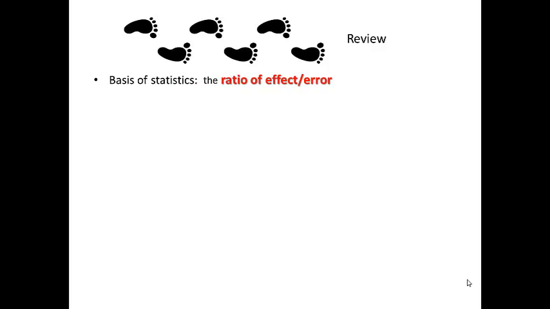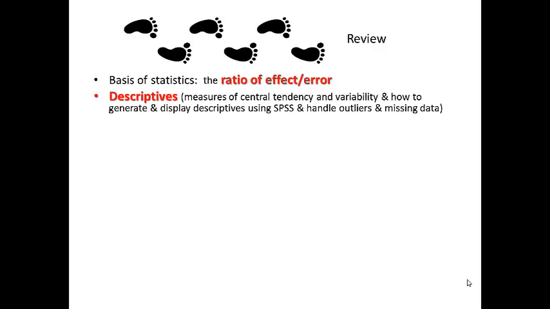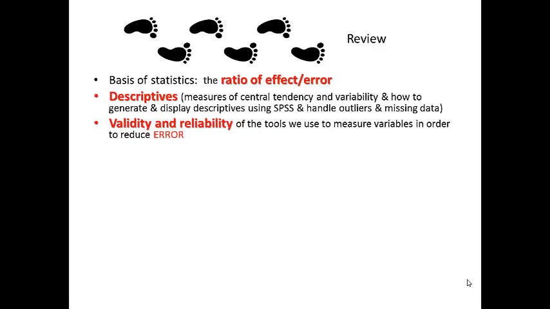So in review, we learned that the basis of all statistics is really the ratio of effect over error. We learned how to take a sample and measure the central tendency and variability of that sample, how to generate and display those descriptives using SPSS and handle outliers and missing data. We also learned the tools for looking at validity and reliability and how to reduce that as much as possible so that we can reduce error.